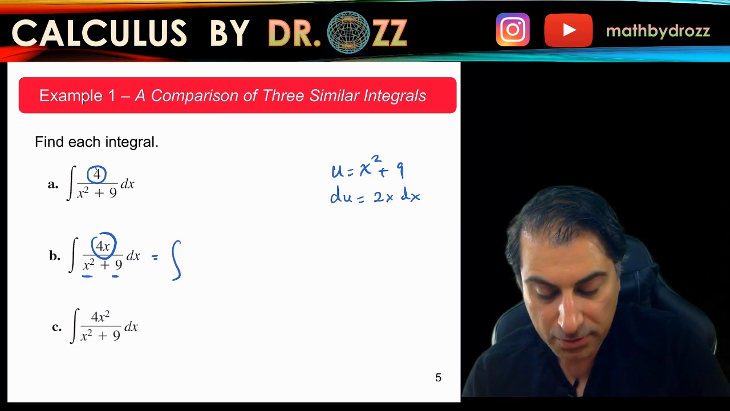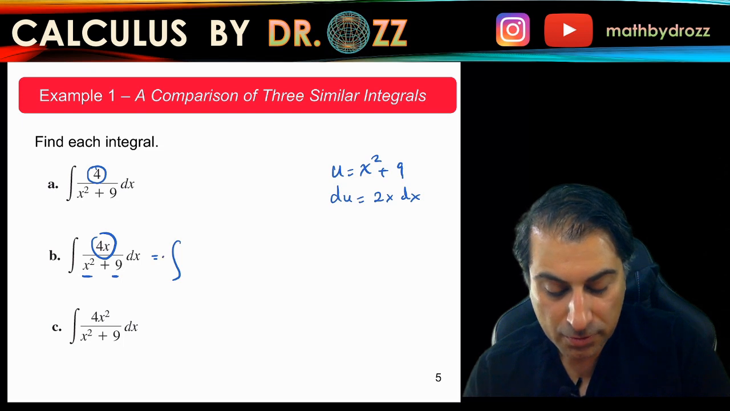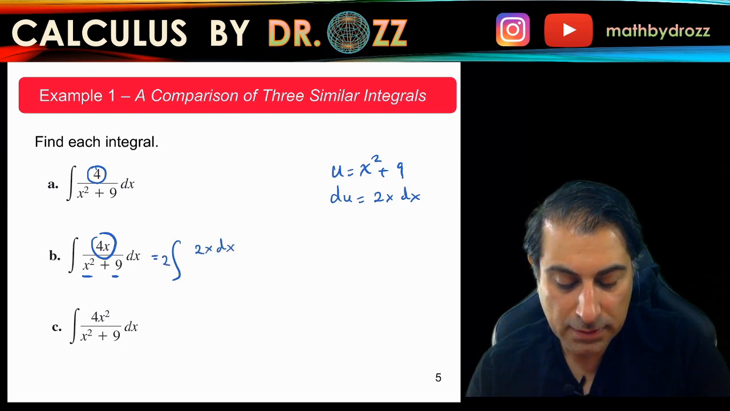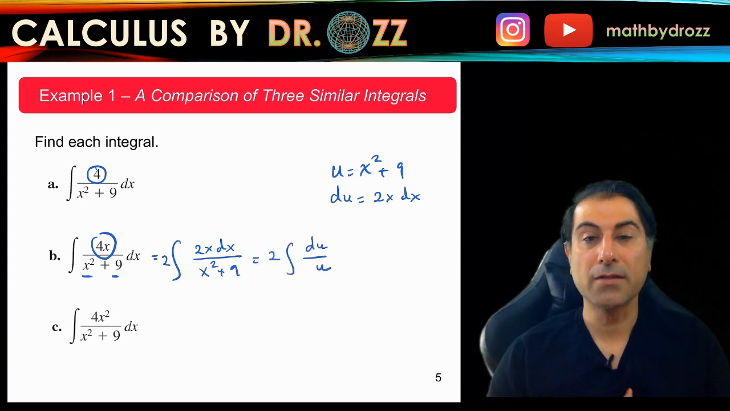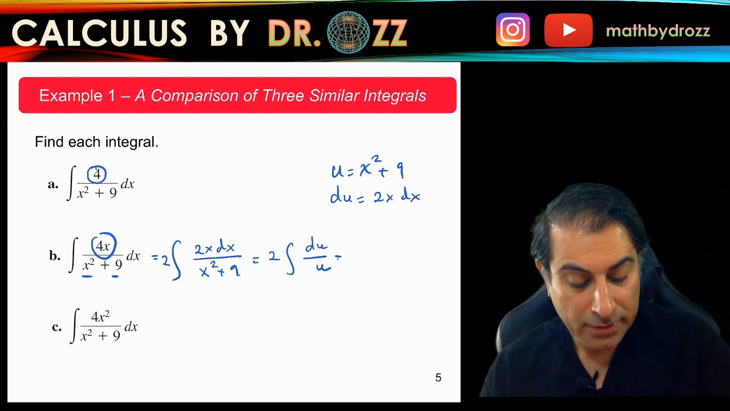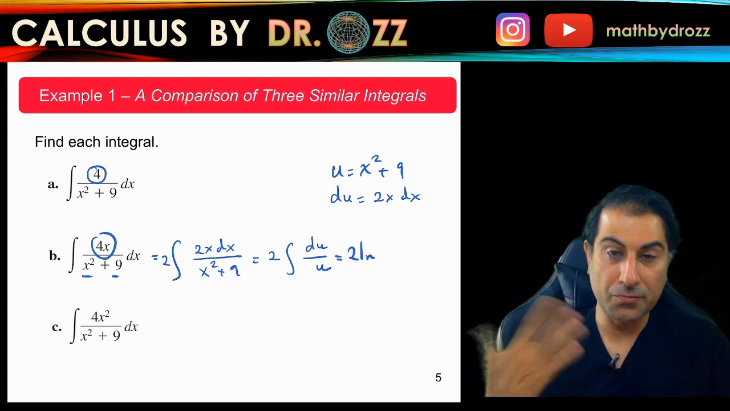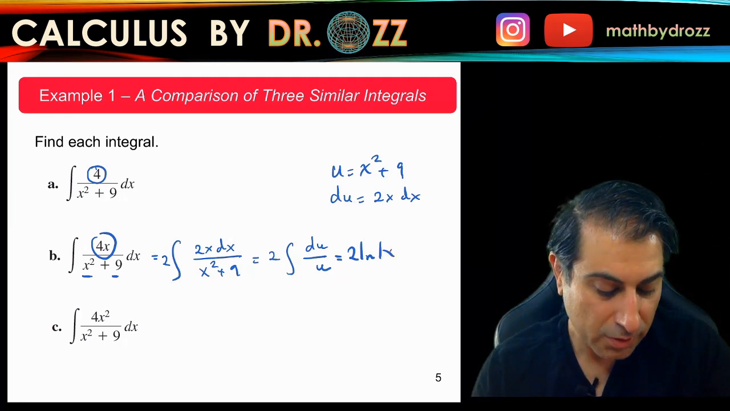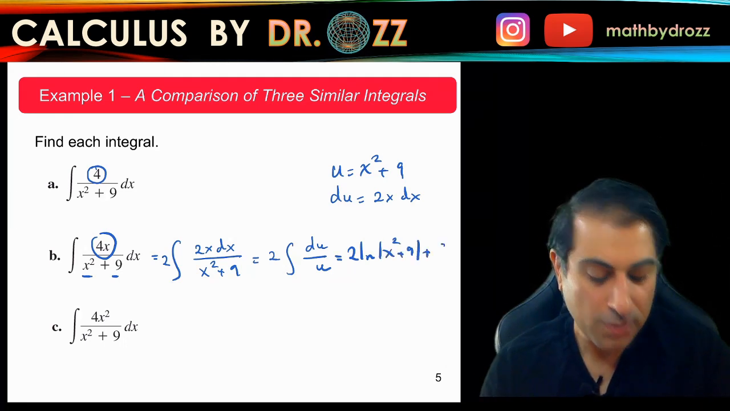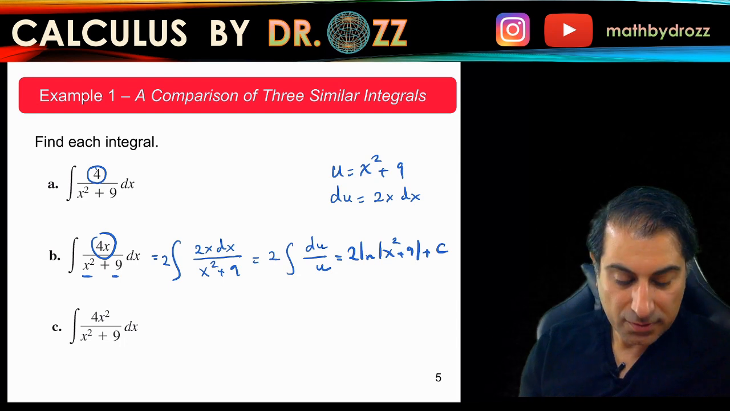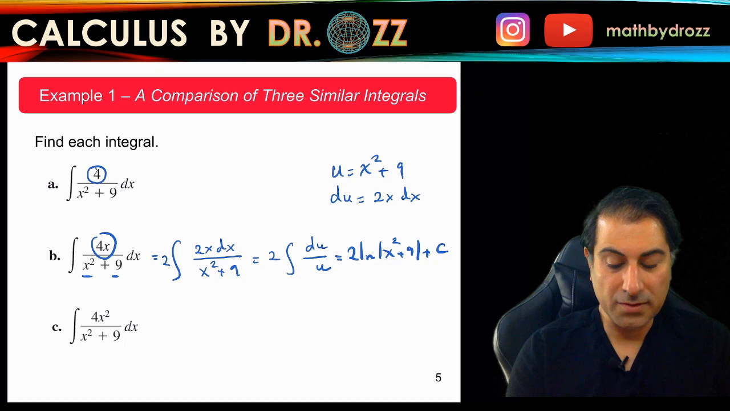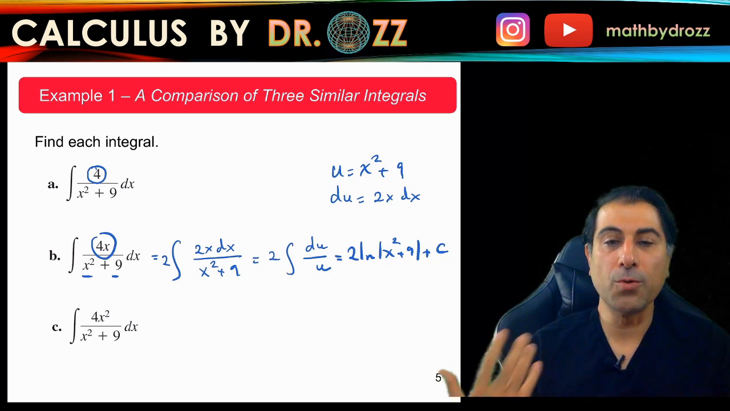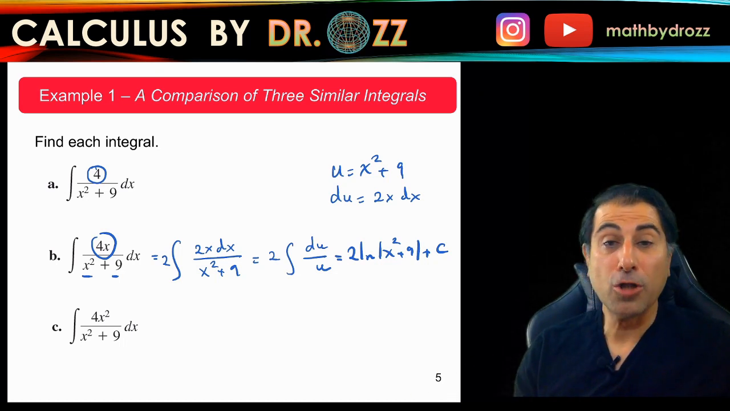You have 4 here, so why don't we split this as 2 and 2. So 2x dx over x squared plus 9, so 2 times du over u essentially, right? So this is integrated as 2 times ln of u, and u equals x squared plus 9, plus c. So essentially this is 2 times ln u plus c, but u is x squared plus 9. So this is a good application of u substitution, or in other words, log rule.